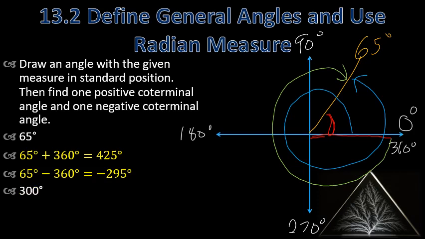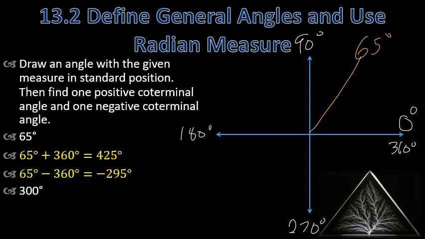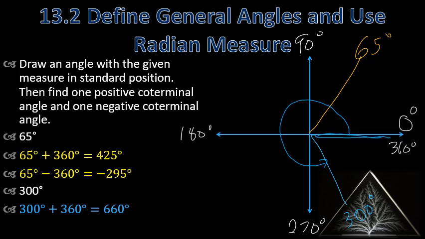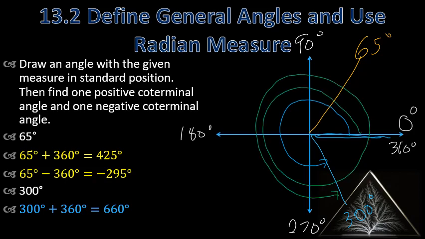Let's try another one. Erase my marks. All right, 300 degrees. Well, 300 is between 270 and 360, and it's closer to 270. So it's like there. The angle will be starting here at the x-axis and going all the way around to there. So that's 300 degrees. To get a positive coterminal angle, add 360. So 300 plus 360 would be 660. So that would be starting here, going all the way around and back to there. So full circle plus the extra.